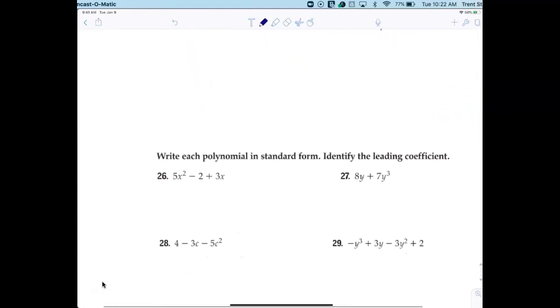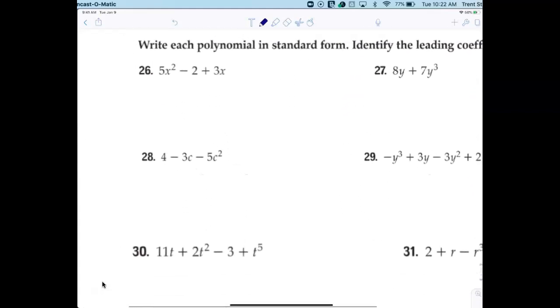Let's get back on track now. 26, I need a volunteer to write that in standard form. Good, Chloe, go. 5x squared negative 3x plus 3x and then minus 2. Look, that's how simple that is. That's how simple. Thank you.